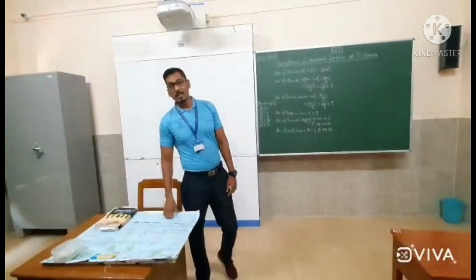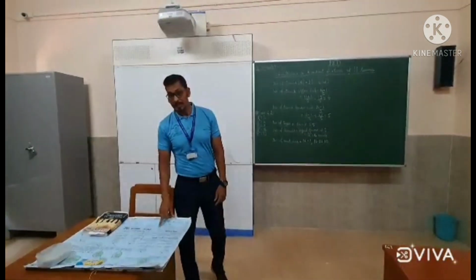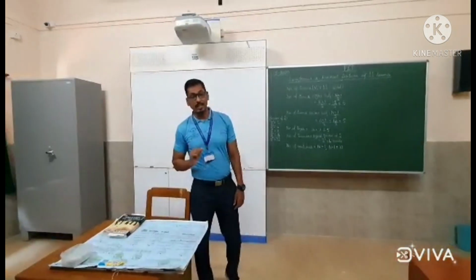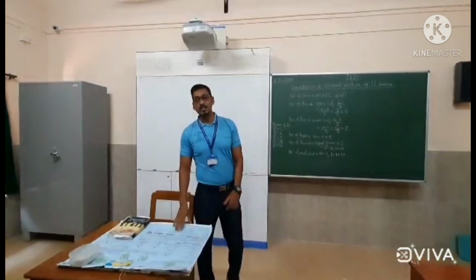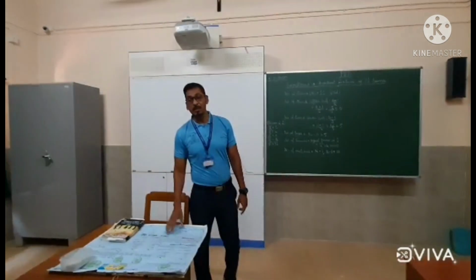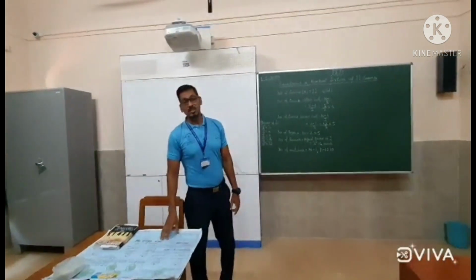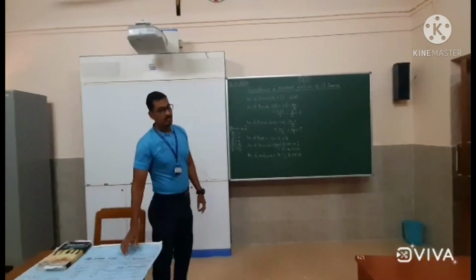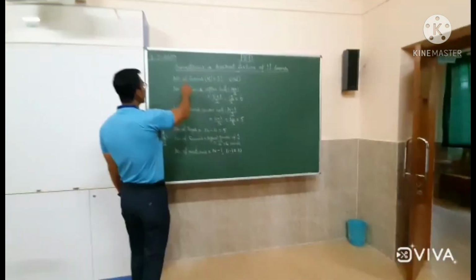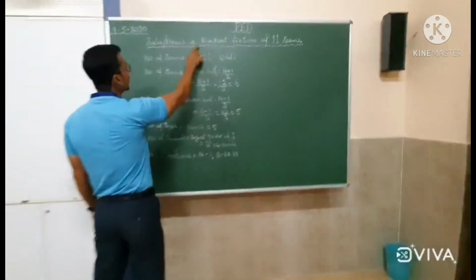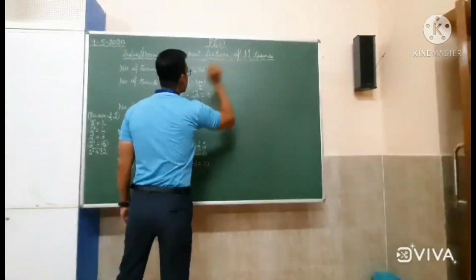So let us come to the chapter. Our chapter is tournament, right? The first part and last part I have already explained to you. Let us do the section part B. Part B is all about fixture or knockout fixture. So the topic here is: draw a knockout fixture of 11 teams.